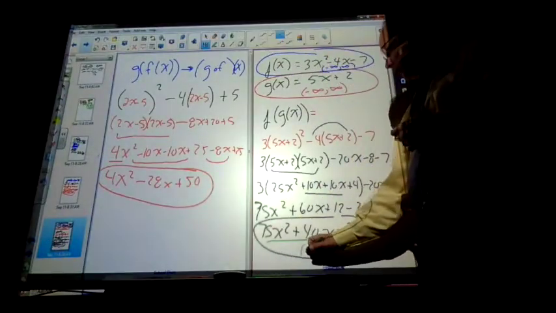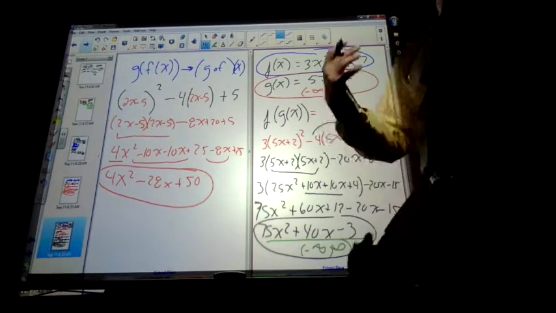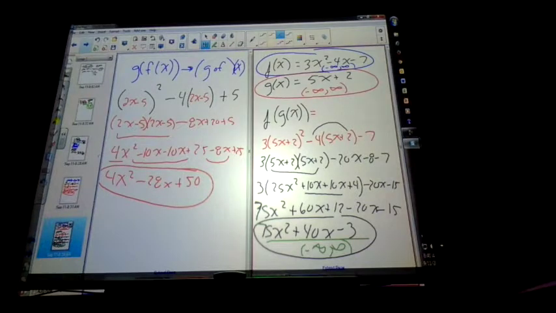Yeah. Now, could there have been a restriction on this? Yeah. If you had a denominator with an x in it, if you had a square root that had an x in it, things like that is where there might become a restriction. This happens to not have any restrictions on the problem. Seem okay?